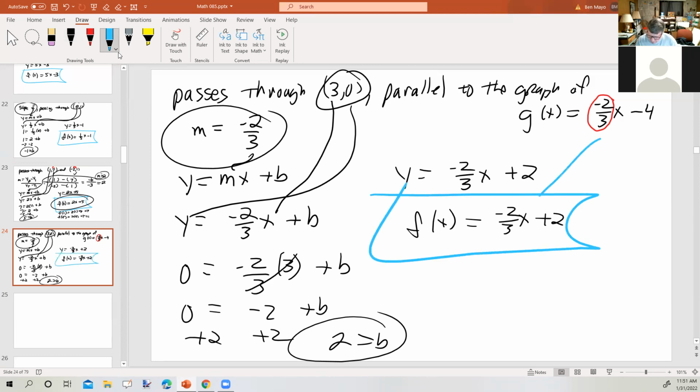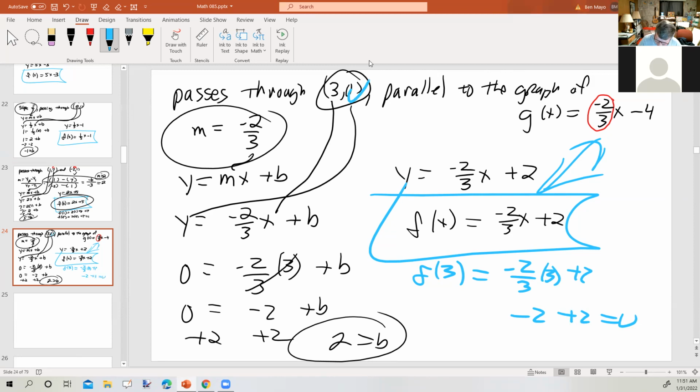So are these two lines parallel? Yeah, they have the same slope. If I find f(3), what do I get? -2/3 times 3 plus 2. -2 plus 2 is 0. Check. Any questions there? Okay.